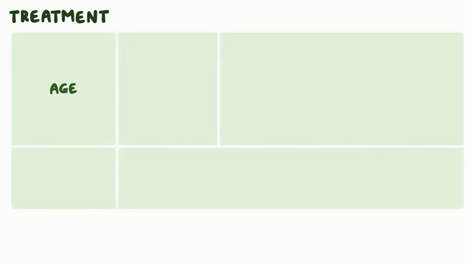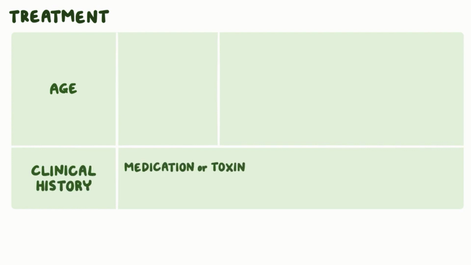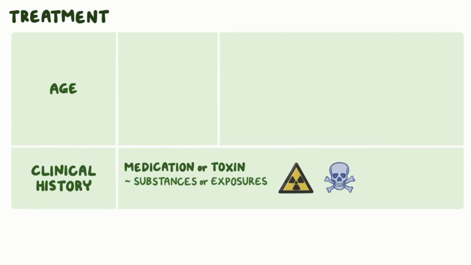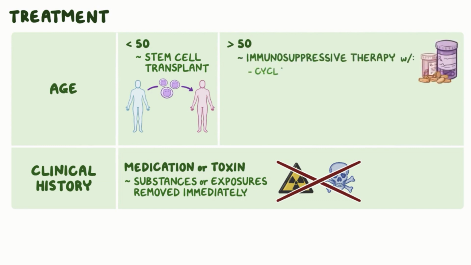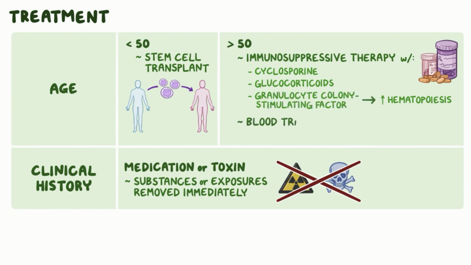Treatment of aplastic anemia is largely dependent on the age of the person affected, as well as the clinical history. If the condition is thought to be due to a medication or toxin, these substances or exposures should be removed from the affected person immediately. For people under the age of 50, first-line therapy is a stem cell transplant. For those greater than age 50, first-line therapy is immunosuppressive therapy, with medications like cyclosporin or glucocorticoids, as well as medications that help to stimulate increased hematopoiesis, like granulocyte colony stimulating factor. Blood transfusions may be necessary for severe cases.